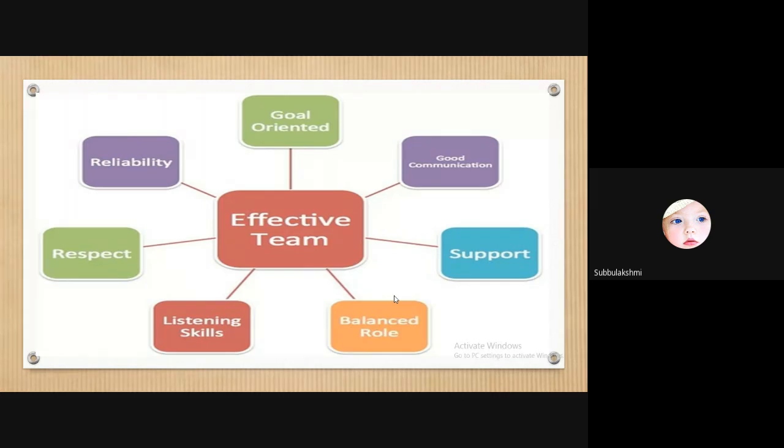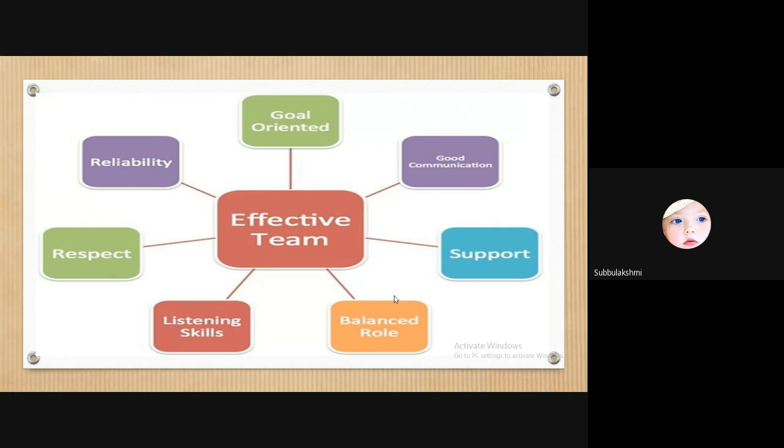Here we could find a small diagrammatic representation of an effective team. So what are the requirements? The team members should be goal-oriented. They should have good communication. Here, in the sense, it doesn't confine to language. It confines to openness, sharing of ideas, sharing of views, their suggestions and all. Supporting each other, supporting their group, I mean the peer teams, what you call.